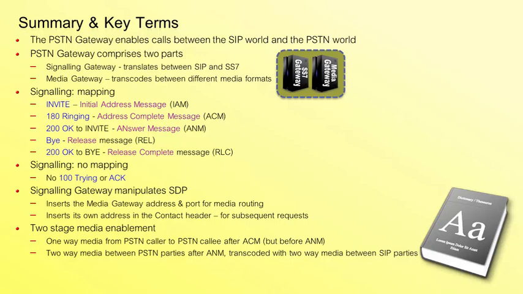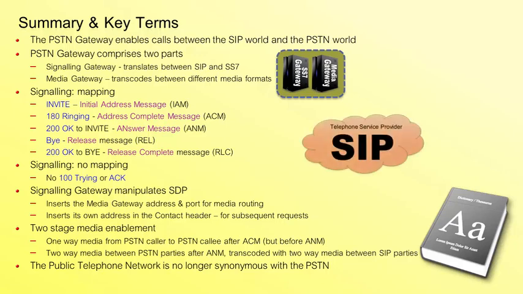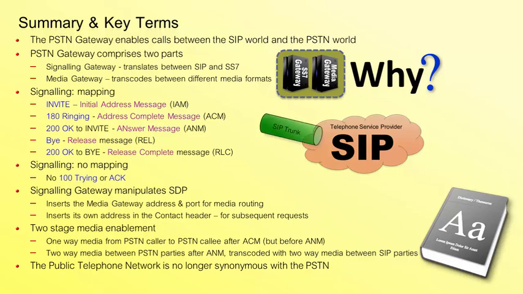Okay, that's a summary of the PSTN gateway, but remember, the public telephone network is no longer synonymous with the public switched telephone network. In fact, most public telephone networks use SIP for their core routing instead of SS7. So why use a gateway to translate SIP to SS7, only to be translated back to SIP? Precisely, no good reason. The better way is to use a SIP trunk, something we'll discuss in the next lesson.